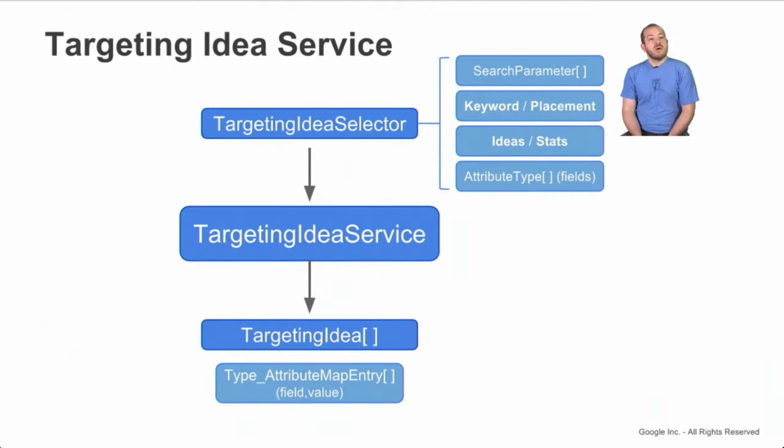The fourth component of the selector is the attribute type collection. And this is similar to a selector in our other AdWords API services. This lets you define the type of things you want to get back. So based on your search parameters, the top thing there, the attribute types define the actual result parameters. Okay, so for these search parameters, these are the types of information that I'm interested in getting back.